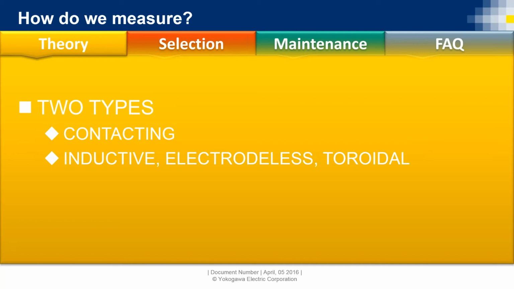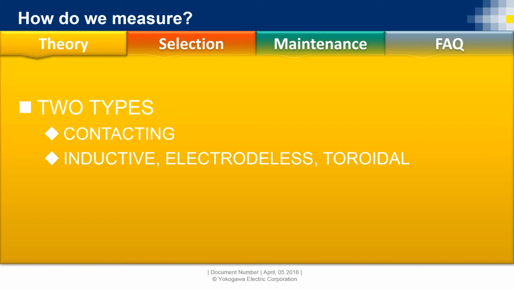So how do we actually measure conductivity itself, besides the calculations that are done in the analyzer? There are two different types of conductivity sensors that are available today. One is the term contacting. This means that it is a sensor where the measuring elements physically come in contact with the process.